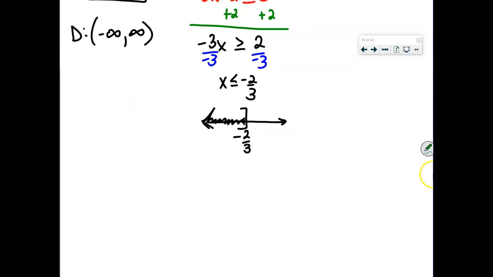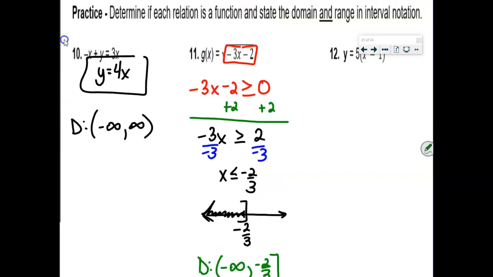So how do we write this interval? It starts at negative infinity, and it stretches until negative 2/3 with an inclusion bracket. Yes. And now to really mess with you.